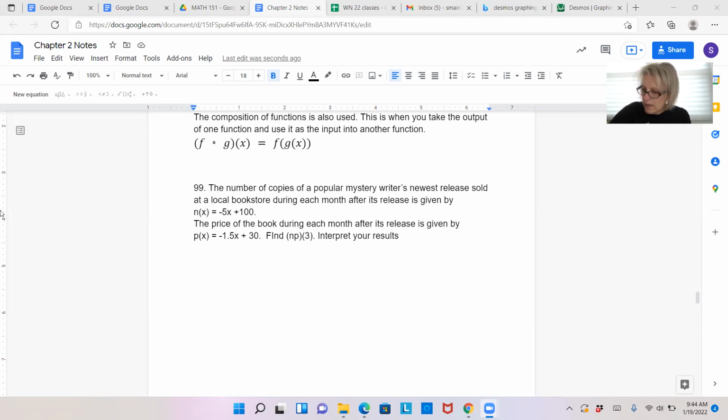So n times p. Let's just find that function first. N times p. So the number of copies times the price is what we're doing.